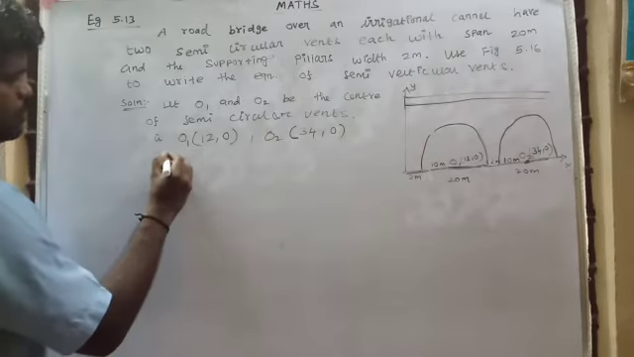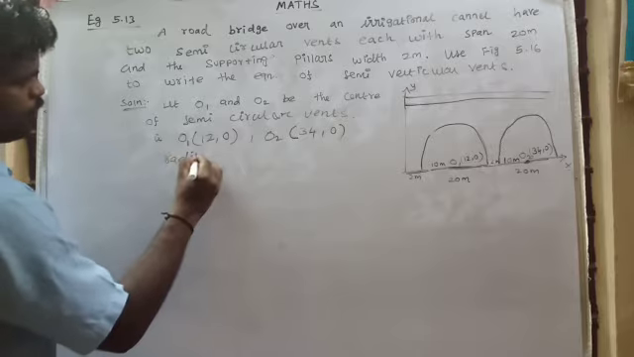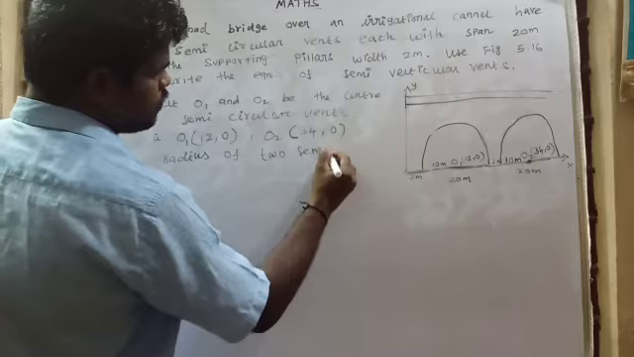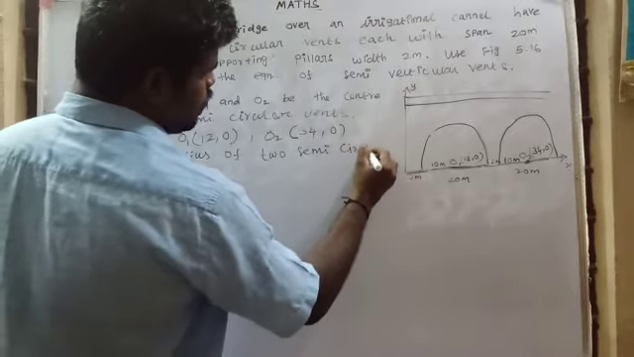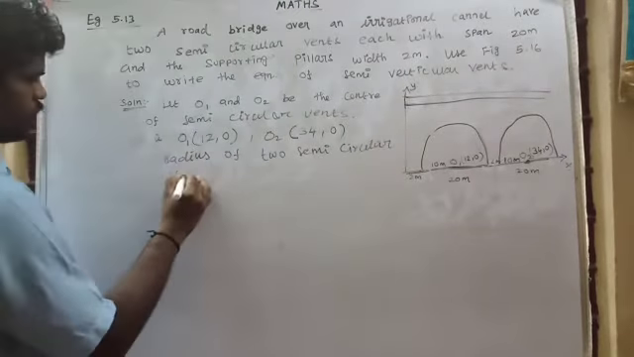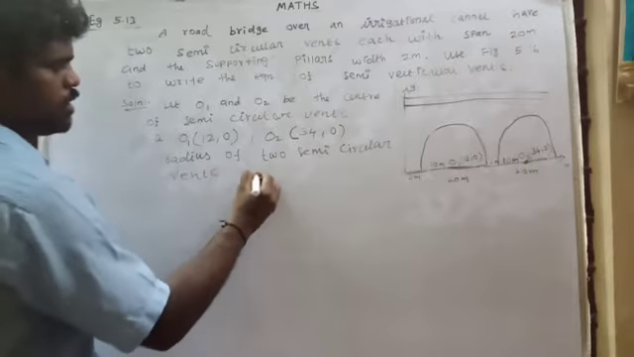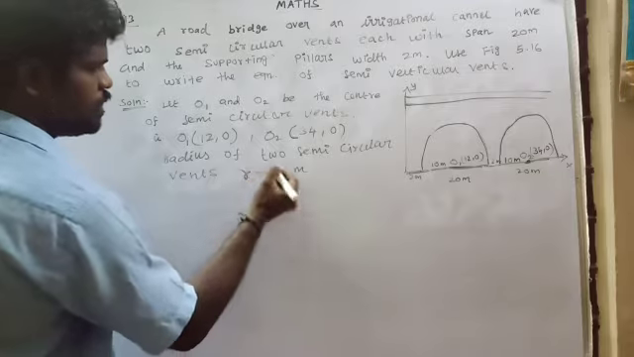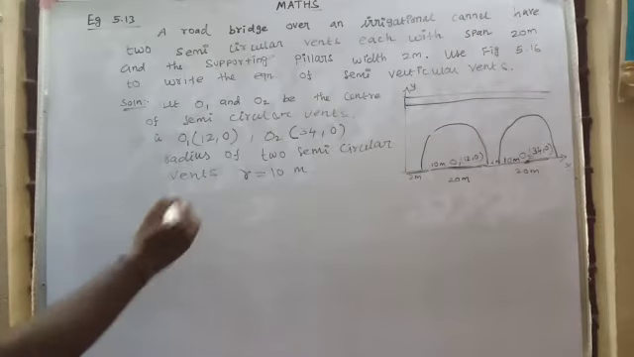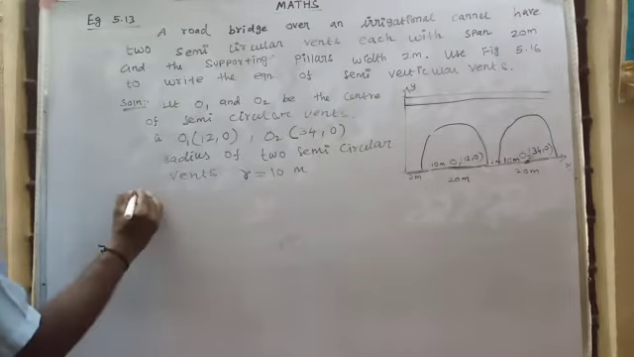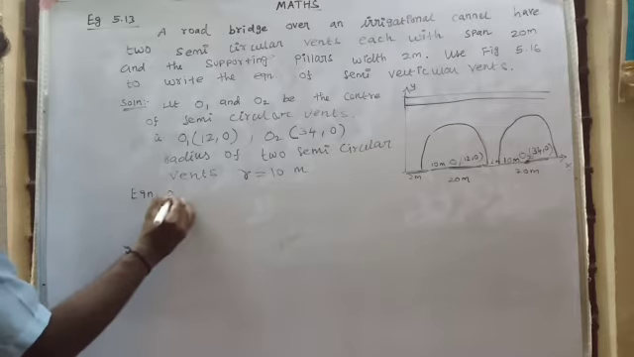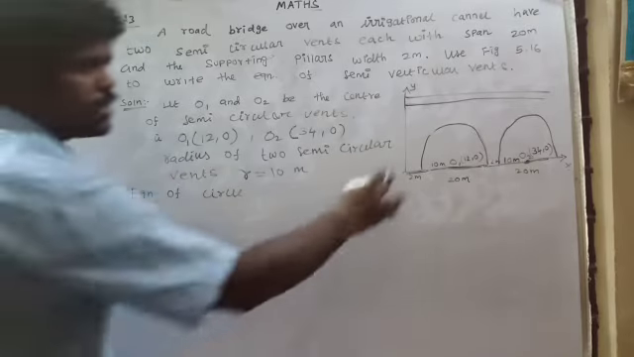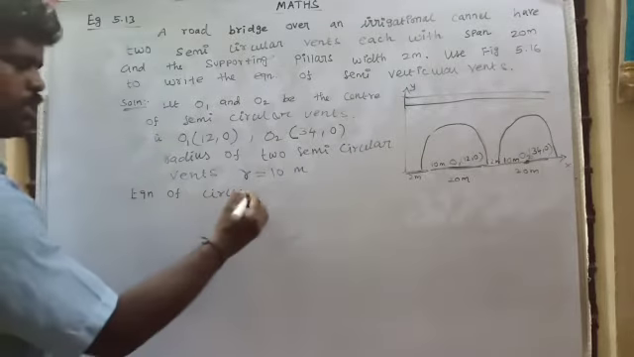Therefore the radius of the two semicircular vents, R, is equal to 10 meters. And we want to find the equation of the circle, or semicircle, because this is a semicircle. So we want to find the circle only.